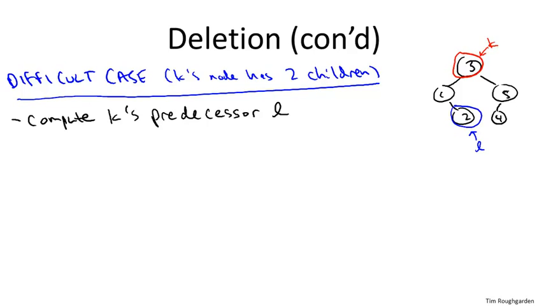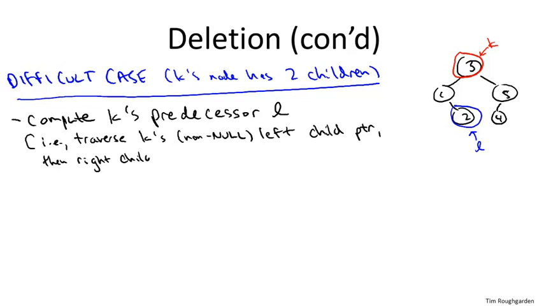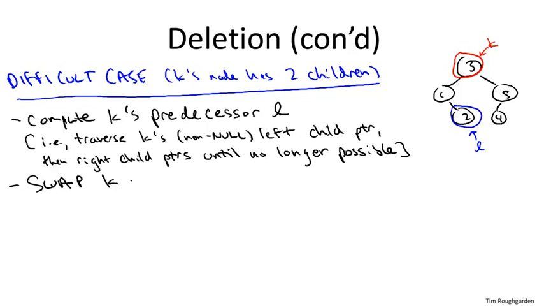Now what's cool is, because we only bother with this predecessor computation in the case where k's node has both children, we only have to do it in the case where it has a non-empty left subtree. So really, when we say compute k's predecessor l, all you have to do is follow k's left child, that's not null because it has both children, and then follow right child pointers until you can't anymore, and that's the predecessor. Now here's the fairly brilliant part of the way you implement deletion in a search tree, which is you swap these two keys, k and l.